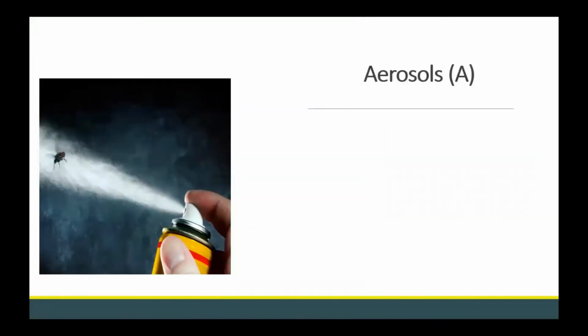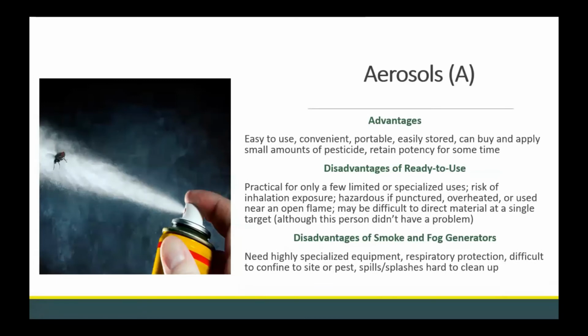Aerosols contain one or more active ingredients at a very low percentage and a solvent. The aerosol shown in this picture is a ready-to-use product, but there are others made for use in electric or gasoline-powered aerosol generators that release the product as smoke or fog. The advantages of aerosols, such as this ready-to-use product, is that they're easy to use, are convenient, portable, and easily stored. You can buy and apply small amounts of pesticide, and they retain their potency for some time.